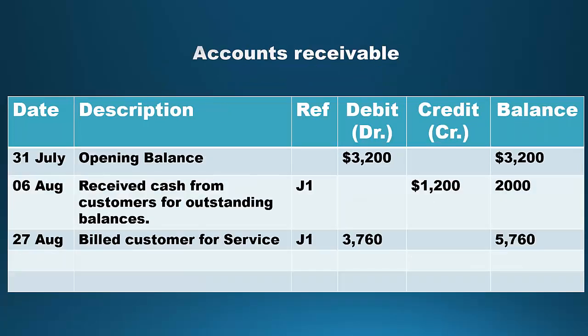Posting to the ledgers, accounts receivable ledger. 1. Date, write the date, August 27. 2. Narrative, add the narrative: Billed customers for services performed during August. 3. Reference, include the journal reference, J1. For amount, enter $3,760 in the debit column. We debit accounts receivable because this represents money the company expects to receive from customers, and increases to assets like accounts receivable are recorded on the debit side.